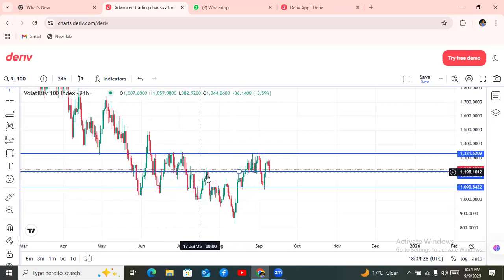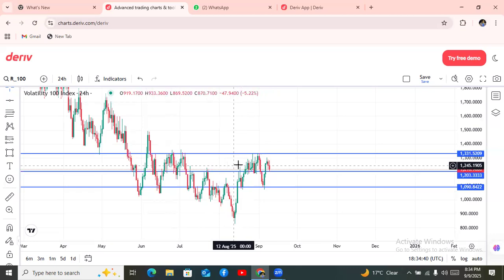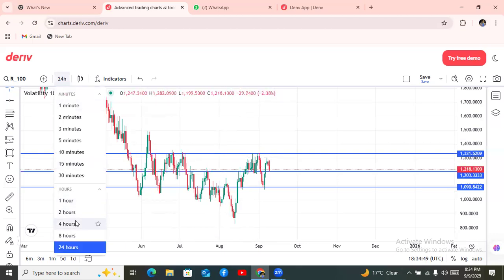So every time price comes to any of these three levels, we expect a reaction. We expect price to react at that level. And those are the levels we should use to take our trades. Okay? Then we go to a 4-hour time frame.